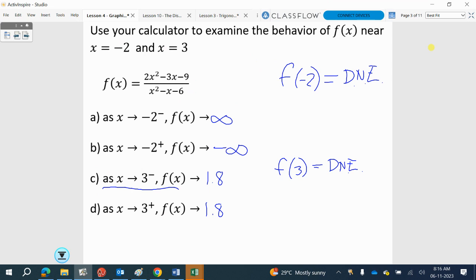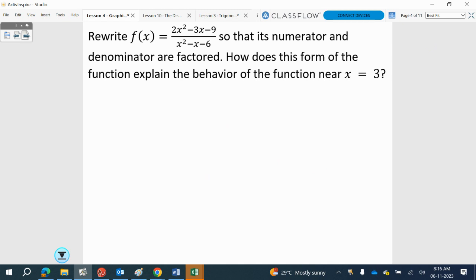But f of 3 is not 1.8. We are approaching 1.8 from both sides, and then we get a hole. Literally, that's what happens. We get a hole. Let's have a look. Why do we get a hole? So have a go at rewriting this expression so that the numerator and denominator are factored. Does this form of the function explain the behavior of the function at x equals 3?